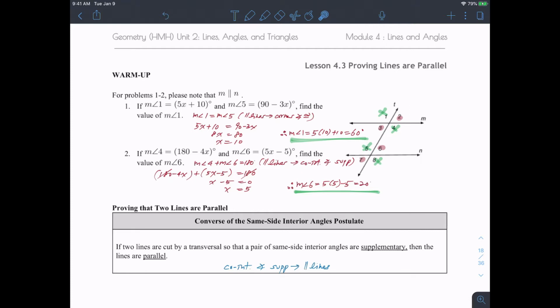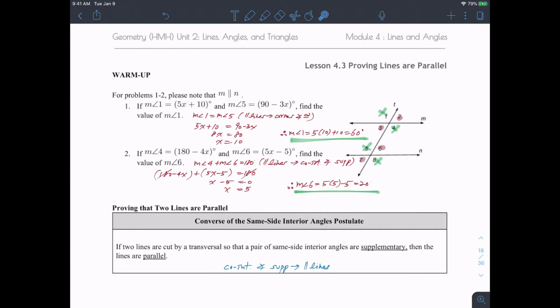Okay, so they're supplementary, they add up to 180, and then plug in the value for 4 and 6 and do the basic algebra, and then x turns out to be 5. Be sure to plug that back into the equation that we're looking for. We're looking for angle 6. Turns out to be 20.